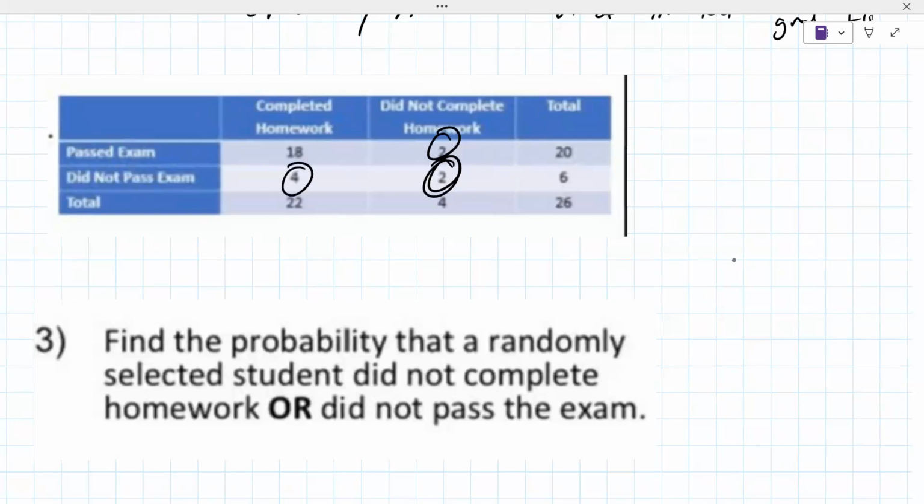So there's 6 students who didn't pass the exam and 2 that didn't complete their homework. No, 4 that didn't complete their homework. Right, but you cannot add four and six because that double counts the overlap. So you actually don't use the row total and the column total. You want to use the ones that are true in this case. Would it be 2 plus 2 plus 4 over 26? Yes. And then it would just be 4/13 once you keep reducing it.